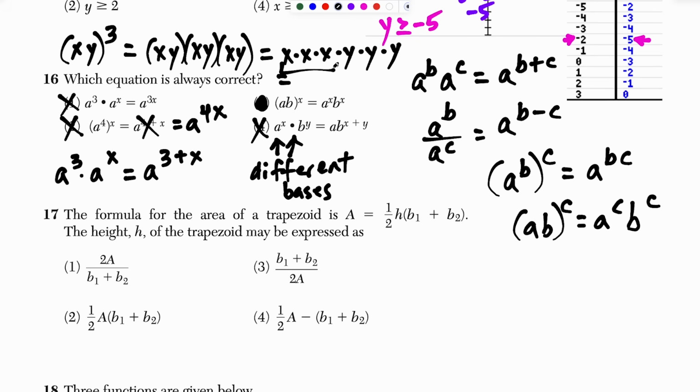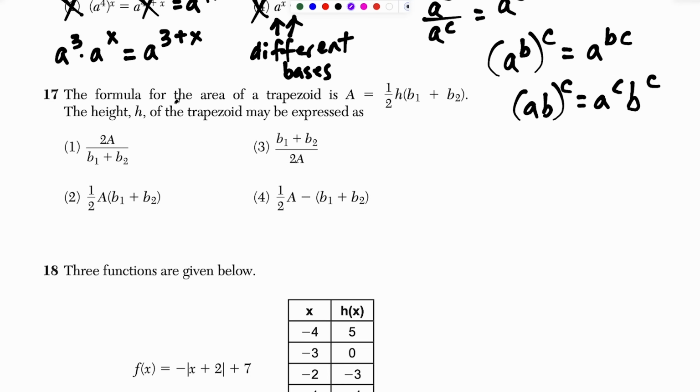And then when I do x times x times x, that's x to the third. And y times y times y is y to the third. So you see how when I get xy in parentheses to the third, that's x to the third, y to the third. So that's the idea for that rule. And that's why choice 3, ab to the x equals a to the x, b to the x is always correct.